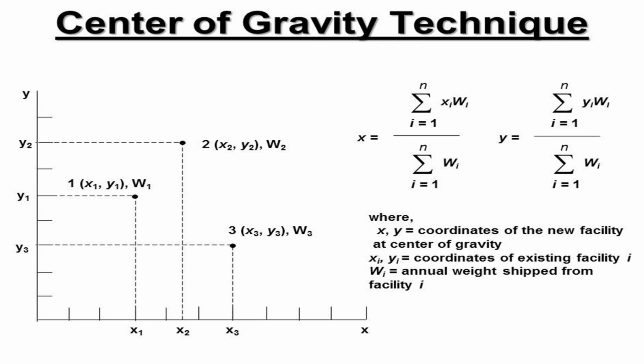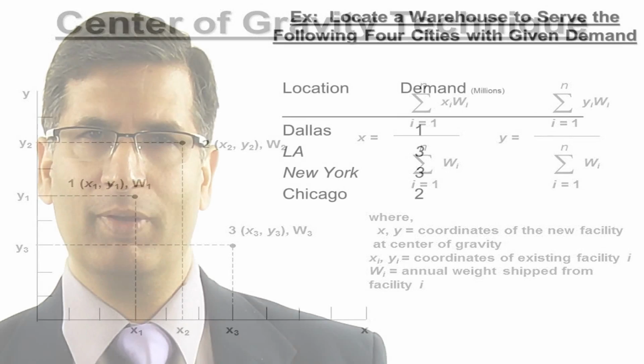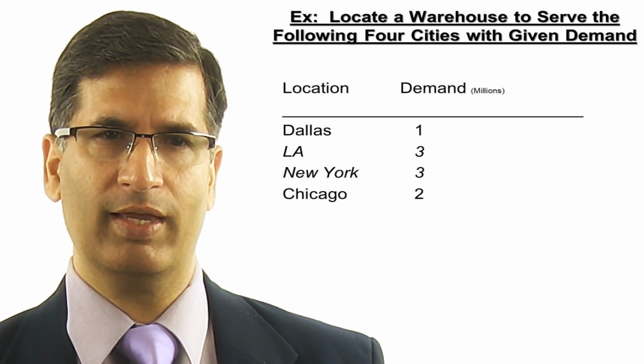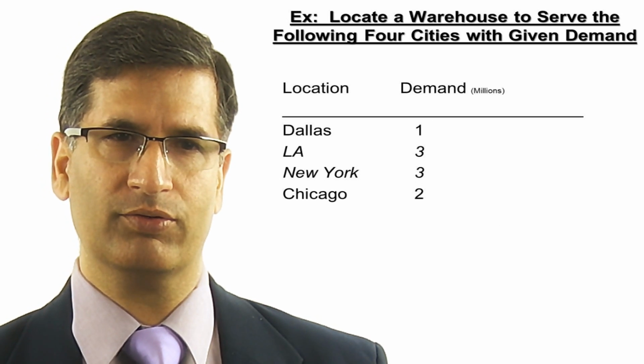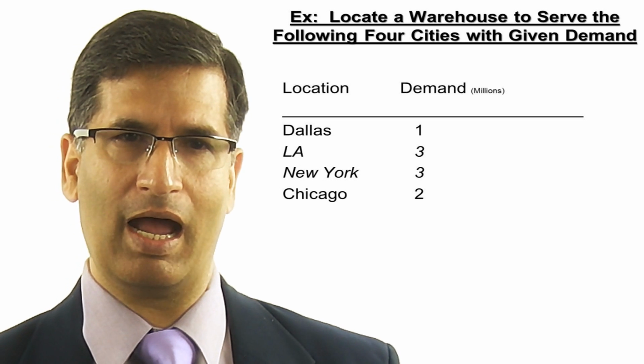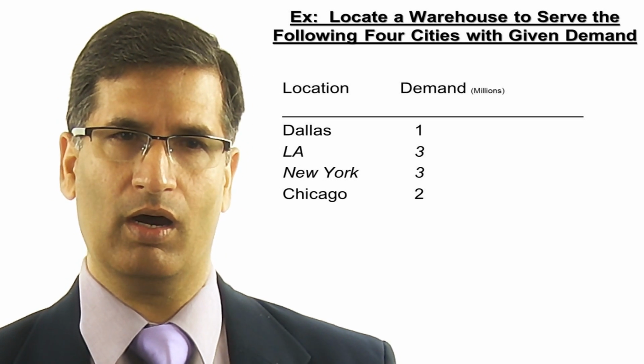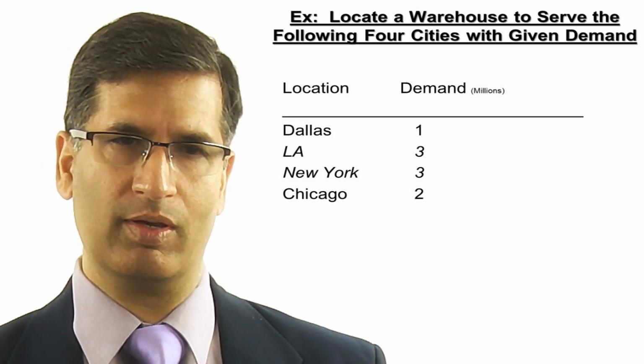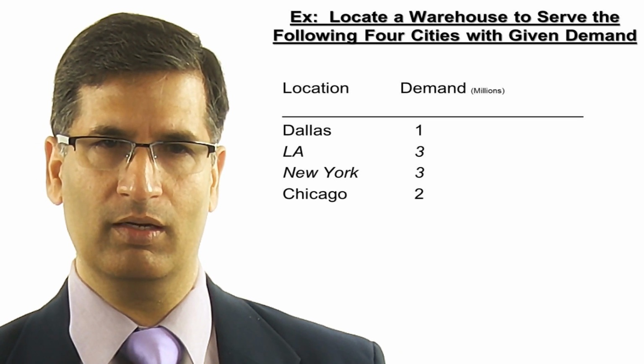The second technique is center of gravity technique. This technique is typically used for locating warehouse and distribution centers. Let's begin with an example. Let's say that you have 4 demand centers, Dallas, LA, New York, and Chicago, and the demand there are respectively 1 million, 3 million, 3 million, and 2 million.